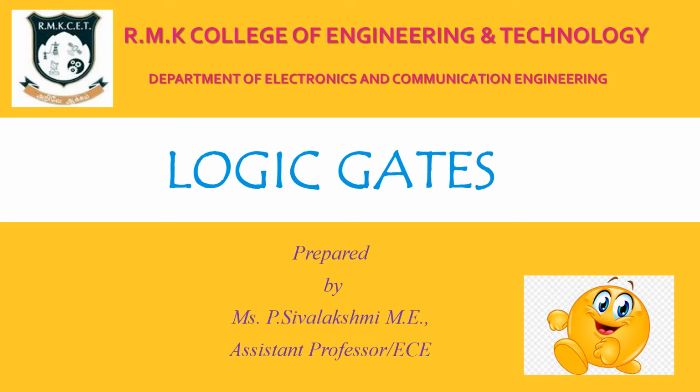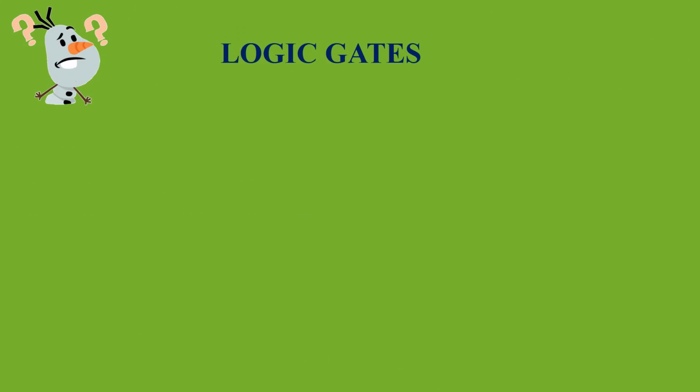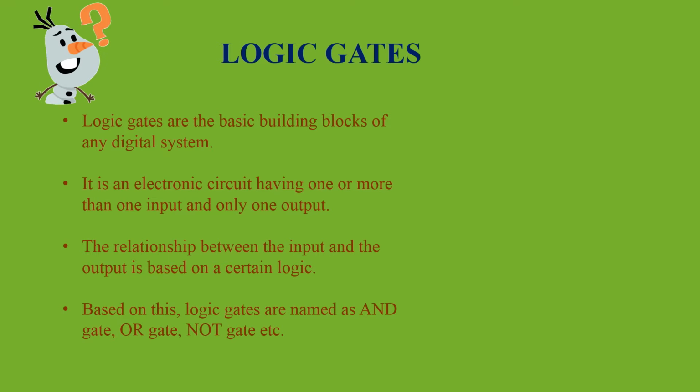In today's video, we are going to see about logic gates. So what is a logic gate? As I've mentioned in my previous video, they are the basic building blocks of any digital system. It is an electronic circuit having one or more inputs and only one output. Here, the relationship between the input and the output is always based on a certain logic. Based on this, we have logic gates named as AND gate, OR gate, NOT gate and so on.